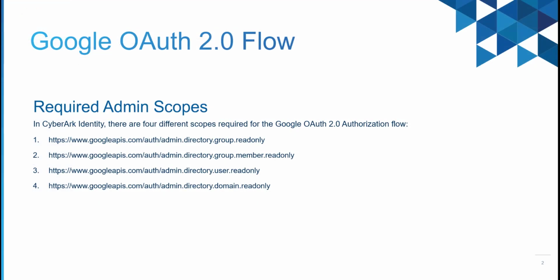In this video, we will review the Google OAuth 2.0 scope justification. In CyberArk Identity, there are three different features related to the Google OAuth 2.0 authorization flow. This video will go through the Google Directory Service integration.